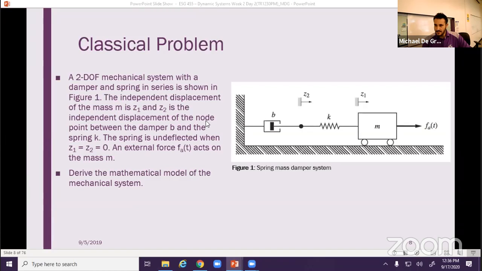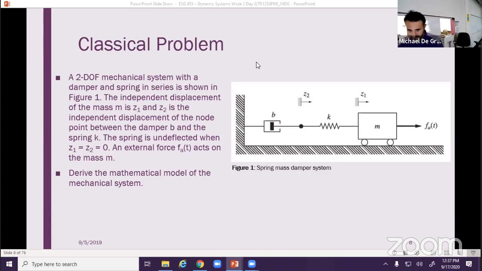Perfect. All right, so here's your problem. You will get 20 minutes to work on this problem. A 2 degree of freedom mechanical system with a damper and a spring in series is shown in figure 1. The independent displacement of the mass is Z1, and the independent displacement of the node is Z2. The node is that black dot in between the damper and the spring.